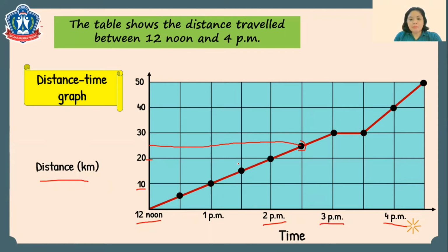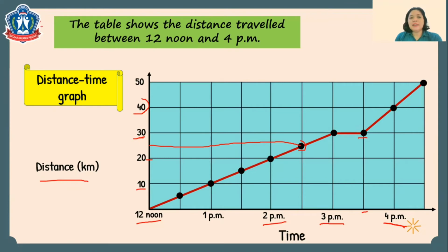At 3 p.m., the distance traveled is 30 kilometers. How about 30 minutes after 3 p.m.? That is 3:30 here. Look at the distance traveled. It did not change. It's still the same. So it means that maybe the person who is traveling made a pause or took a rest for 30 minutes. Then at 4 p.m., the distance traveled is 40 kilometers.